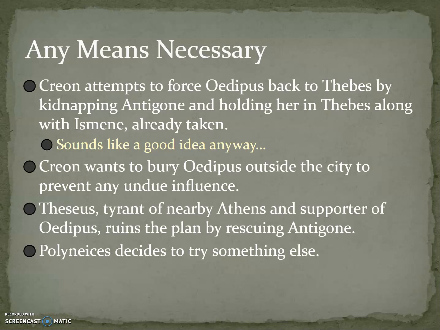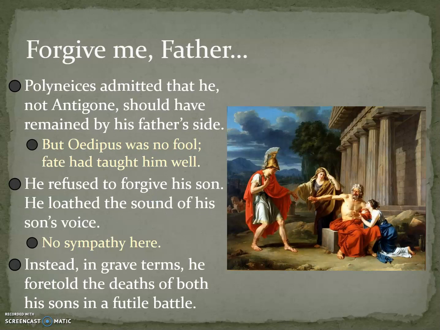And then Theseus, tyrant of nearby Athens and supporter of Oedipus, ruins the plan by rescuing Antigone. And again, remember that they've already shown up in Athens and requested safe harbor, so he kind of comes to his rescue. Polynices, though, then decides to try something else to escalate the situation.